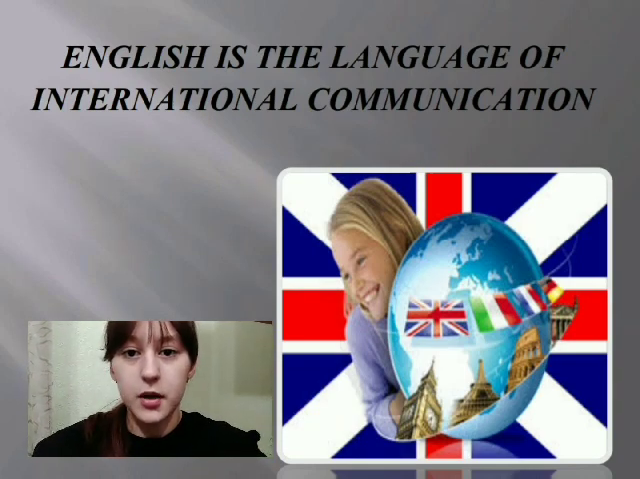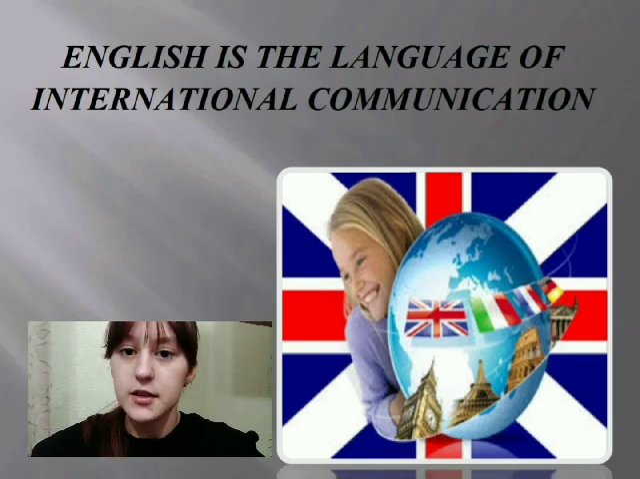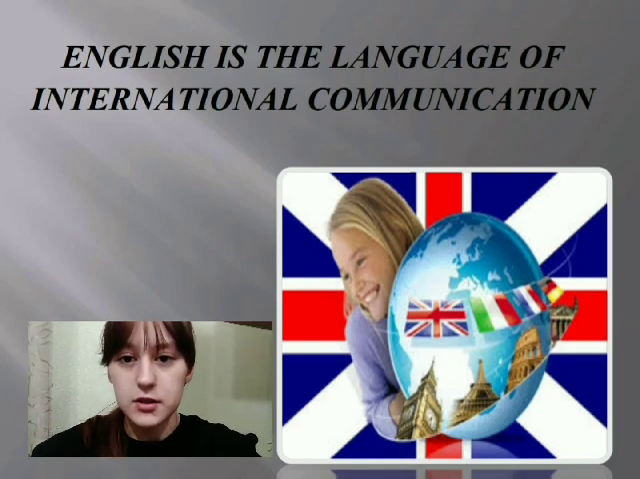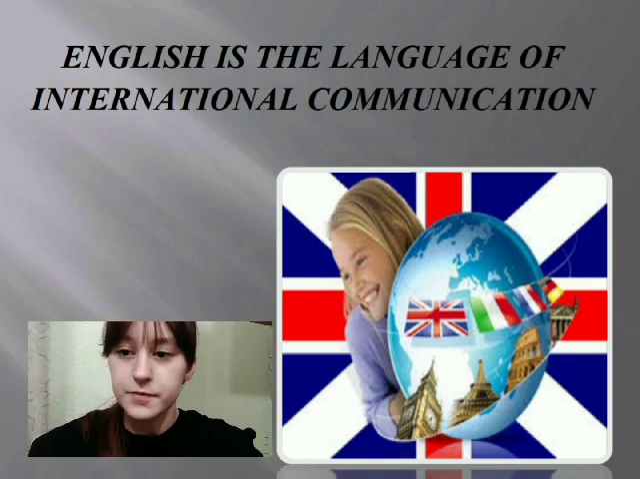Nowadays, English has become the world's most important language in politics, science, business, and cultural relations. It's the language of computer technologies. English is one of the official languages of the UNO and other political organizations.